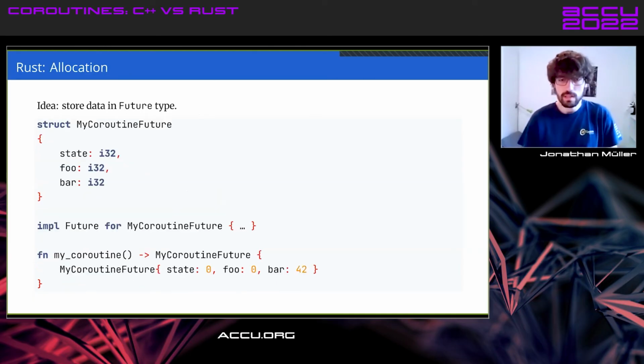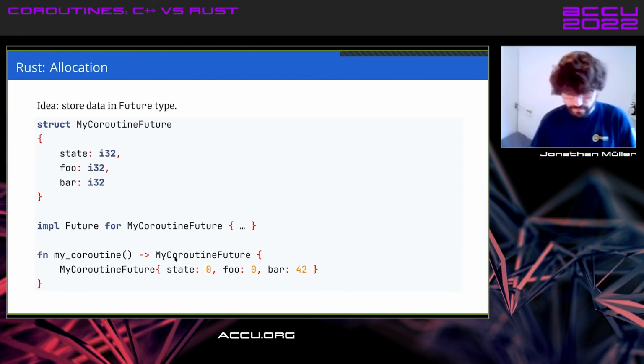Rust does something really intuitive, because Rust already has a type, right? It needs to generate a future type for the coroutine, so just put all the data in there. So this is the current state of the state machine, any local variables that need to persist, and so on. This type is necessary anyway, because, like I said, we need to implement Future on that, so we can just put all the data in there and then return it from the function and so on.